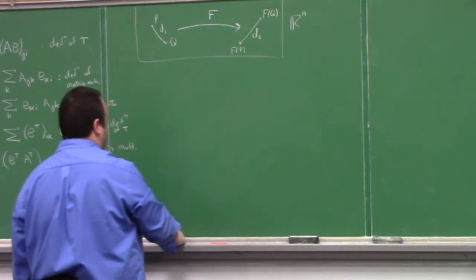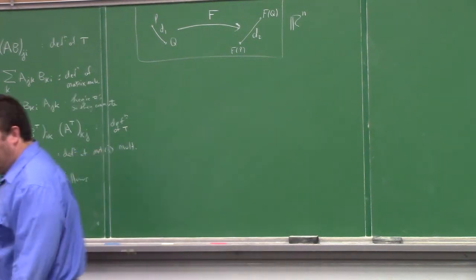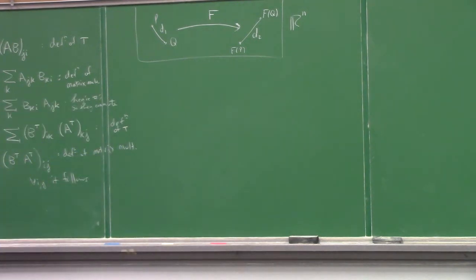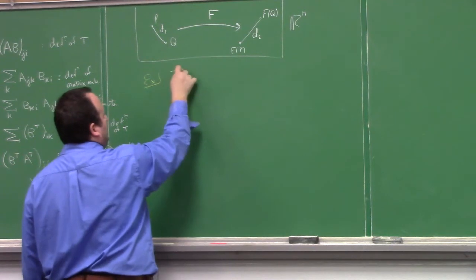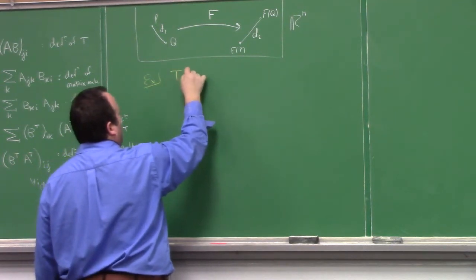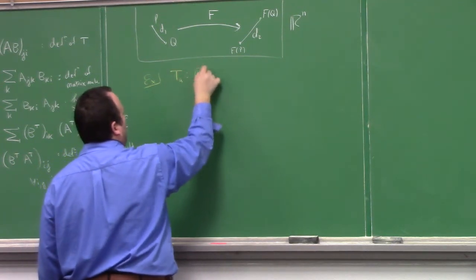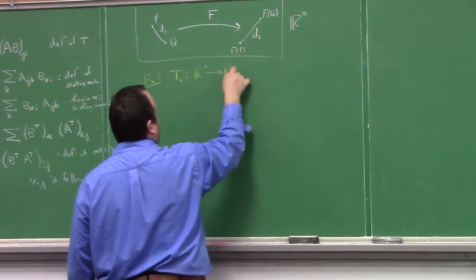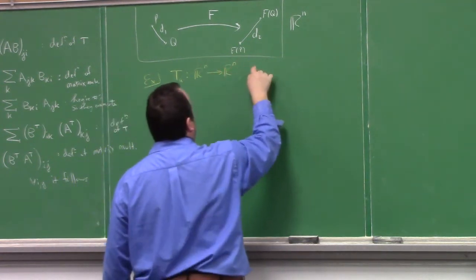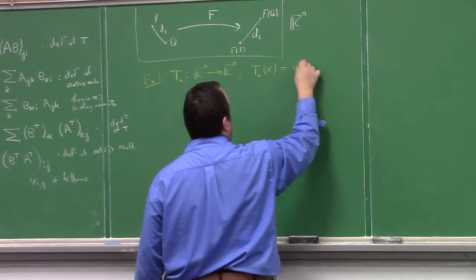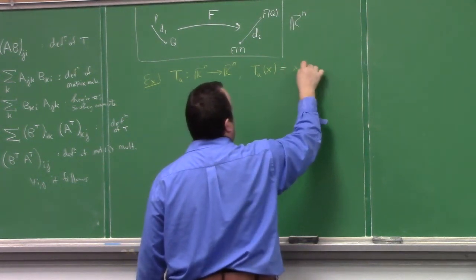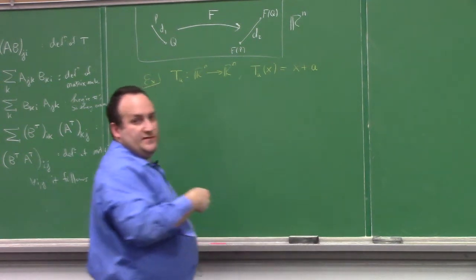So, once that clears up in your mind, you immediately know an example, right? If we have T_a from Rn to Rn by T_a of x equals a plus x, or x plus a, this is translation by a.